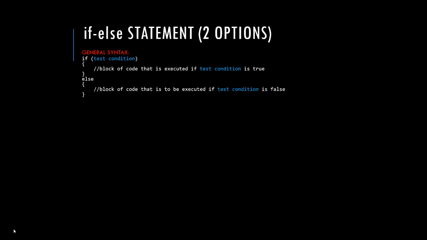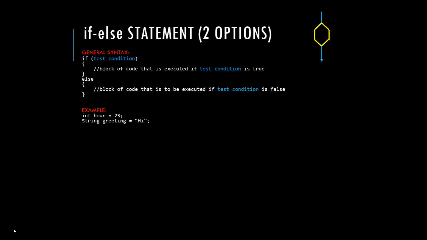For if-else statements, we have two options. Our syntax is very similar for the if portion, but we also have a second part, which is the else. So if and then else. That gives us a second option so that if the test condition is false, this part of the code will be executed. So we have our standard path, but then at this point, it branches in between the two. If the test condition is true, then the first block of code will be executed. If the test condition is false, then the else block of code will be executed.